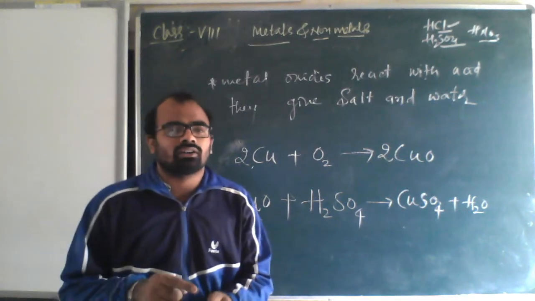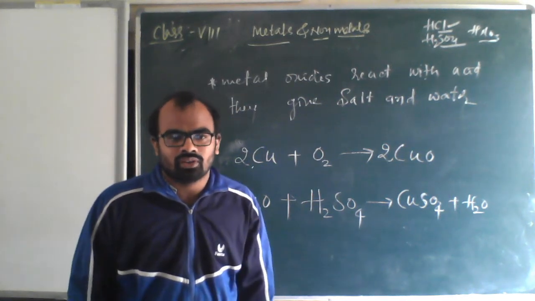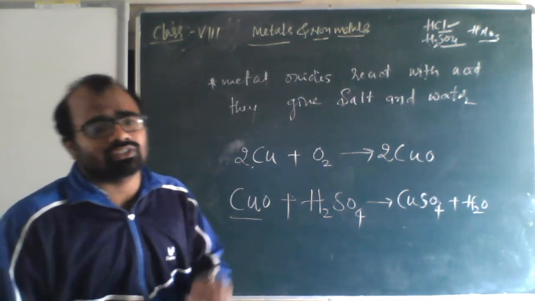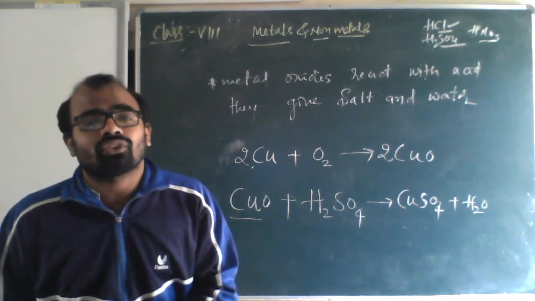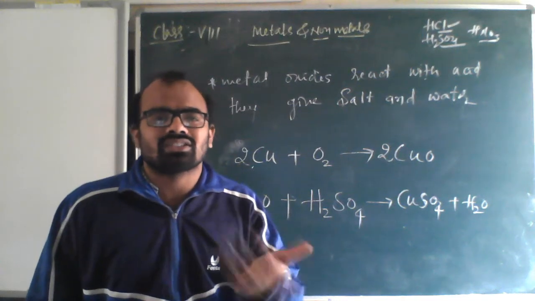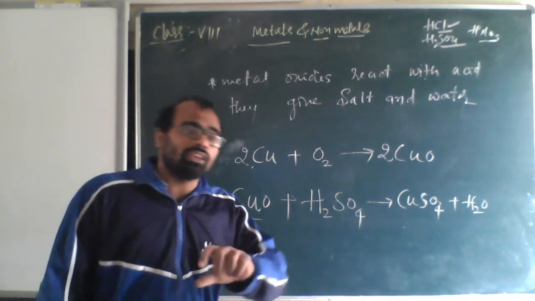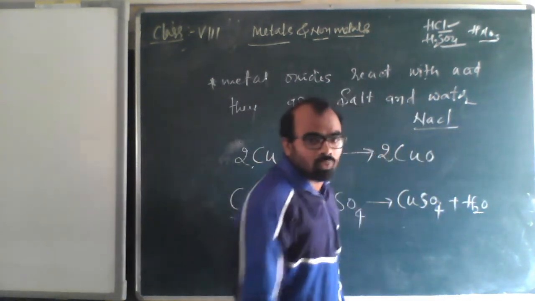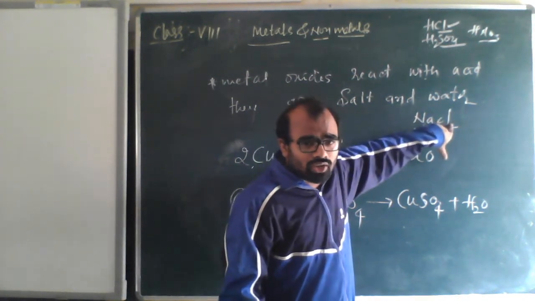Salt means one metal should be there along with nitrate, sulfate or chlorine. Cl, SO4 or NO3. Sometimes halogens like bromine and iodine will also come, but leaving those, we concentrate on only these three for your syllabus: sulfate SO4, nitrate NO3, and chloride Cl. It has to be there with a metal, then we say it is a salt. For example, NaCl is a salt. Na is sodium, a metal. Metal with chlorine is a salt.